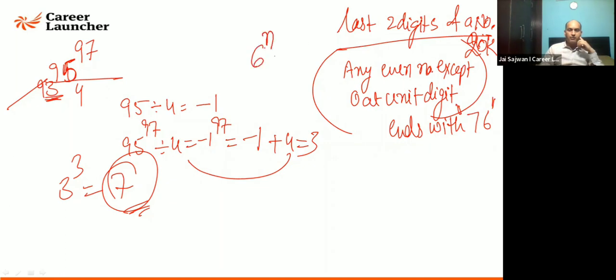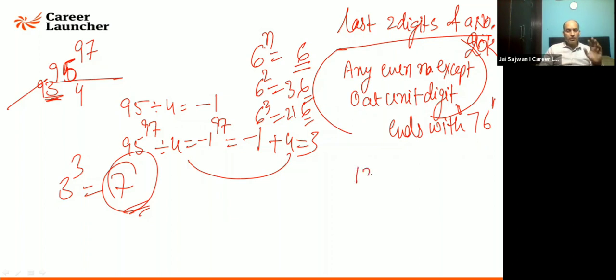Like you know, 6 to the power of anything ends with 6. I hope you know 6 square is 36, ends with 6. 6 cube is 216, ending with 6. It always ends with 6, so not to worry about it. So any even number except 0 at the unit digit ends with 76. You don't believe it? Absolutely fine. Let's look at it.